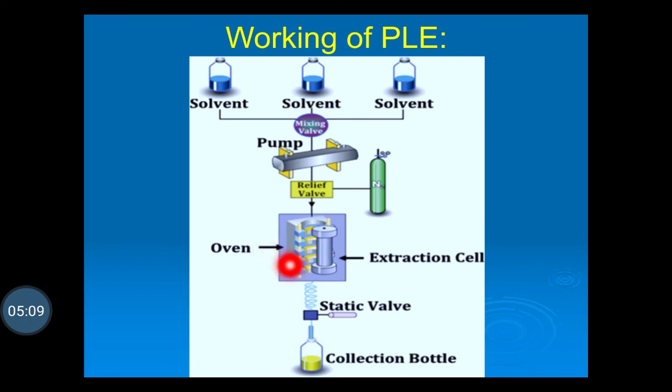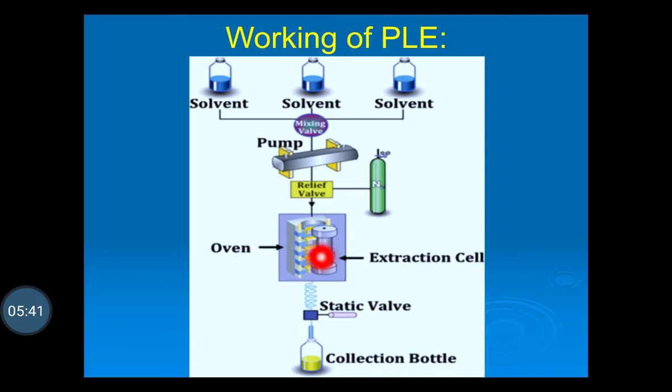This is the oven in which the extraction cell is placed. The temperature of the oven can be maintained at a higher temperature. Then this is the static valve, and here in the collection bottle the collected extract can be obtained. So in this case the temperature can be increased by the oven.